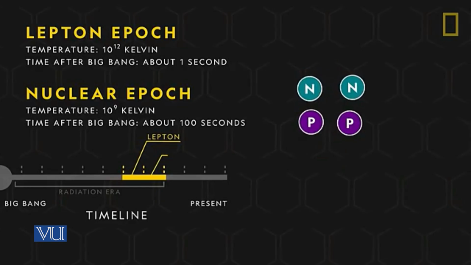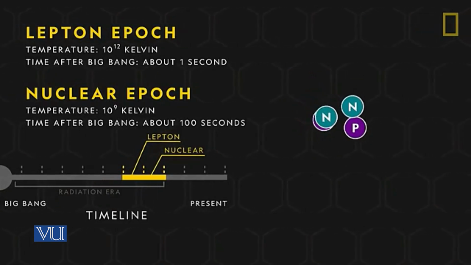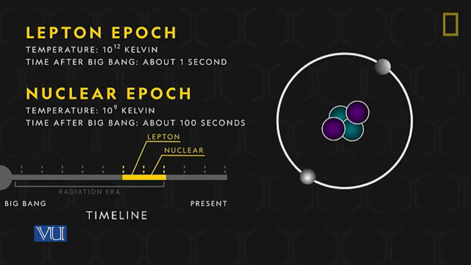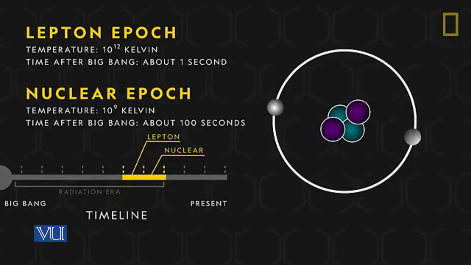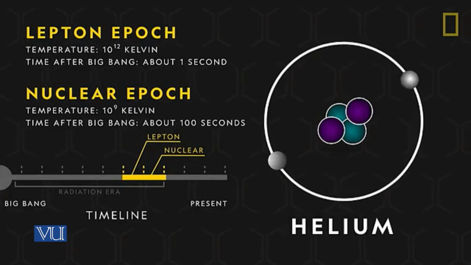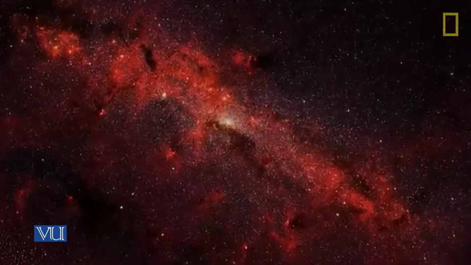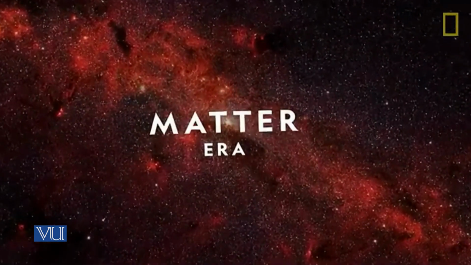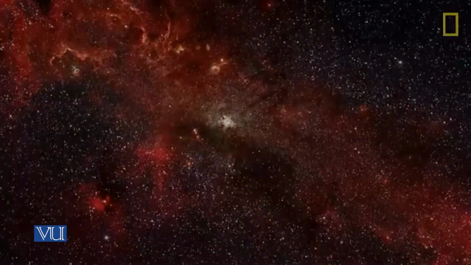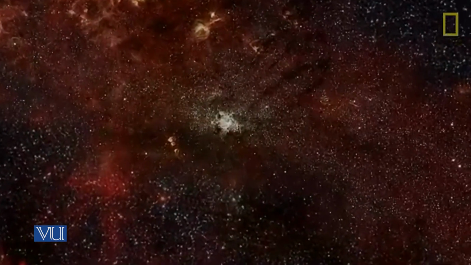In the lepton and nuclear epochs, the radiation era's last two stages, the protons and neutrons underwent a significant change. They fused and created nuclei. And in doing so, they created the first chemical element in the universe, helium. The universe's new ability to form elements, the building blocks of matter, cued the matter era. Much as the name suggests, the matter era is defined by the presence and predominance of matter in the universe.